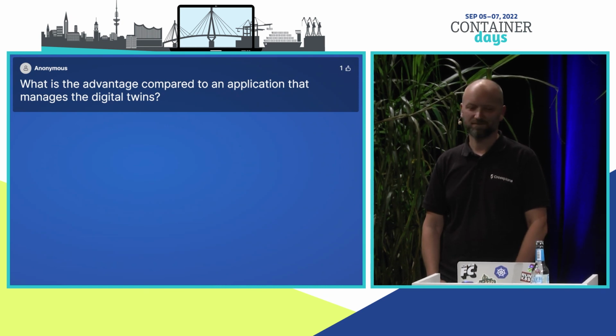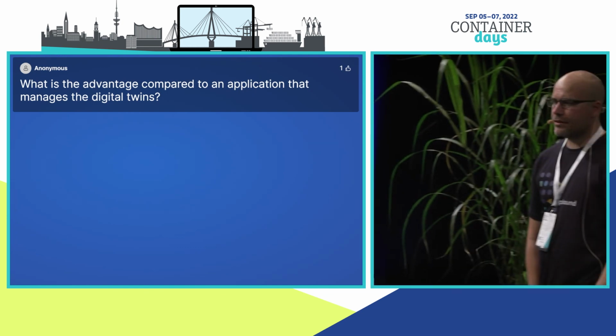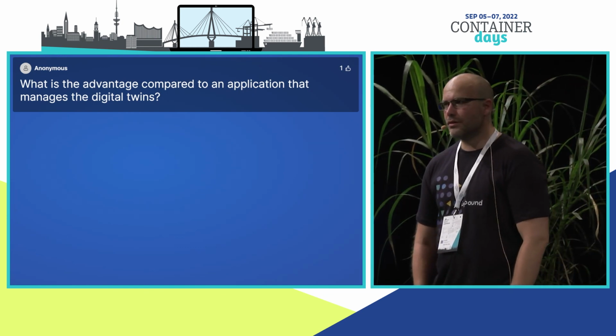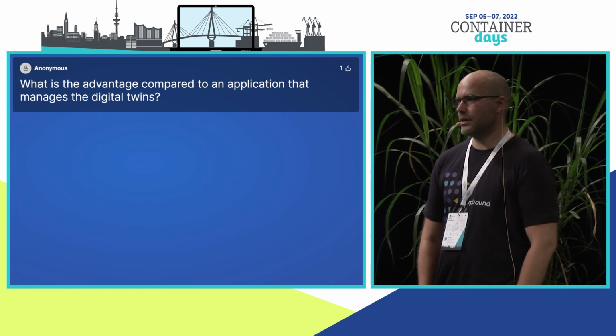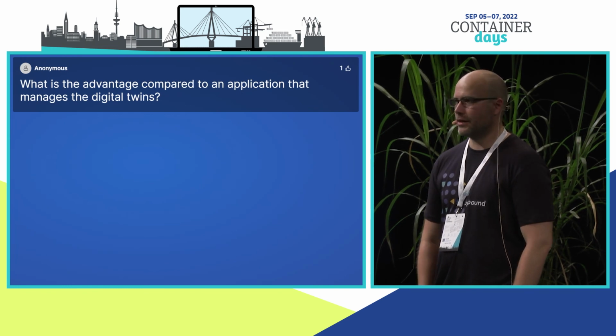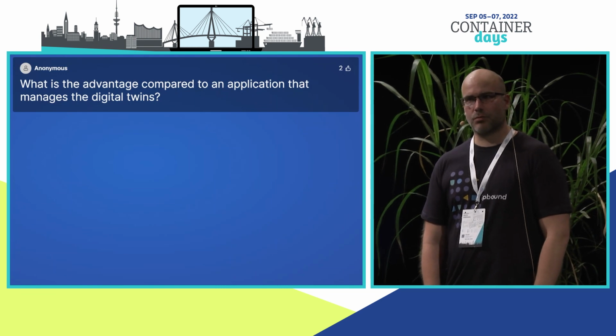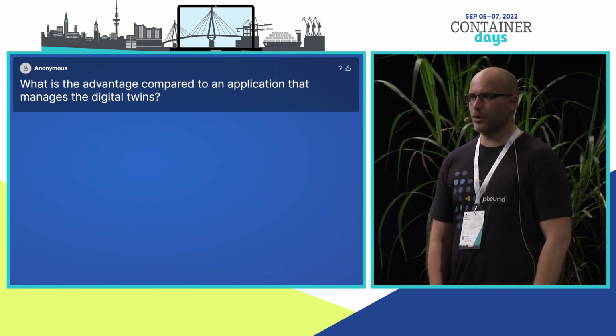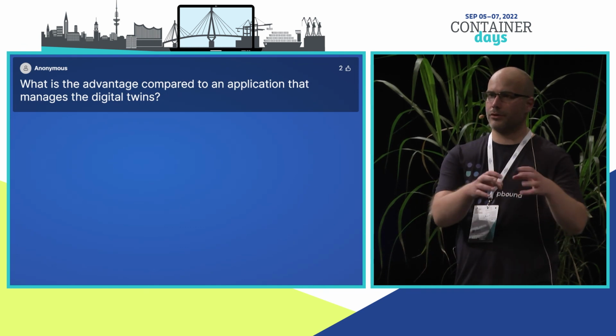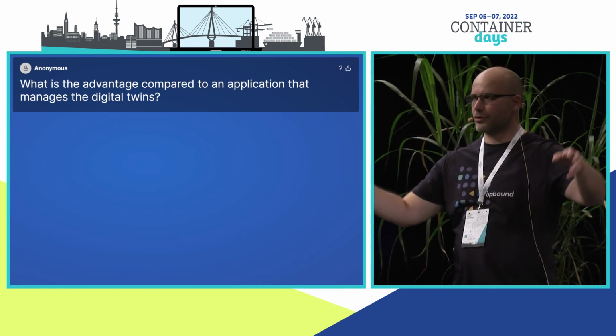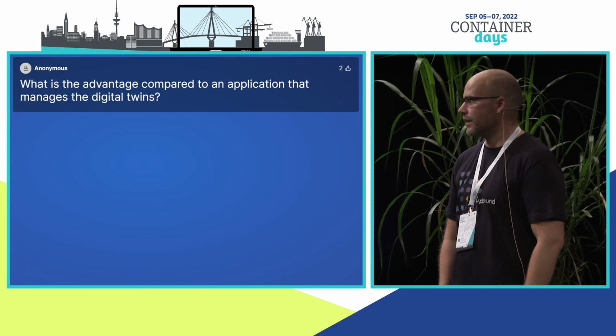What is the advantage compared to an application that manages the digital twins? I think it's primarily the scalability and reusability that you get from having Kubernetes CRDs that can easily be extended and recomposed. I tend to reason about Crossplane as a box full of Duplos, where each Duplo is its own little thing, and I can build new structures from that. So that is the main advantage of this.